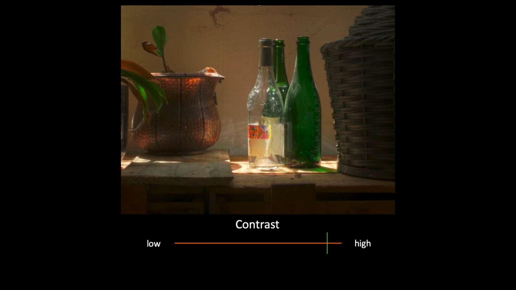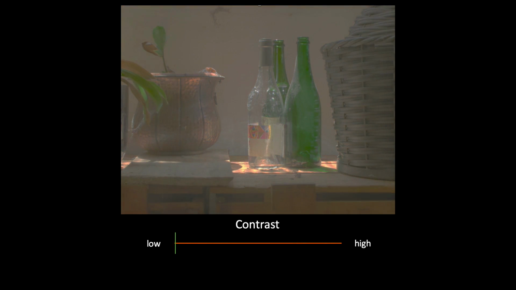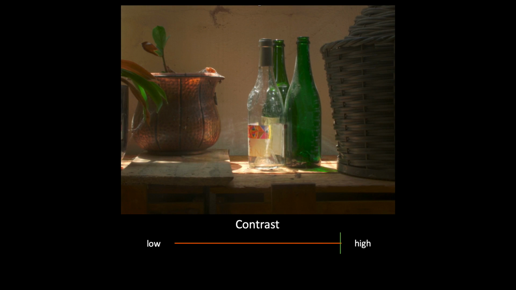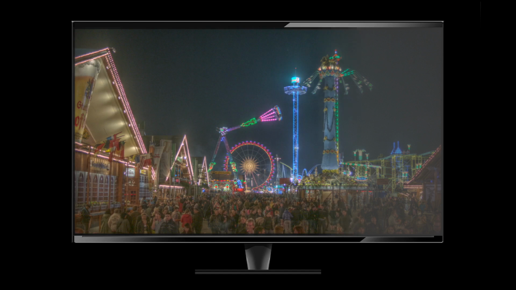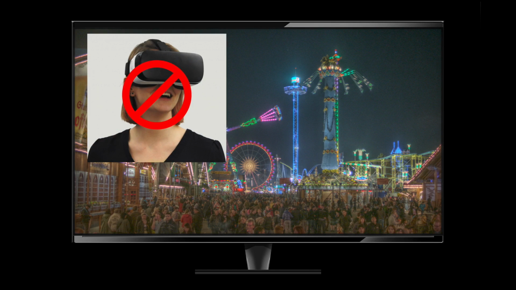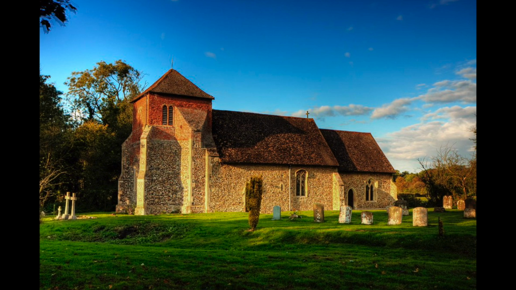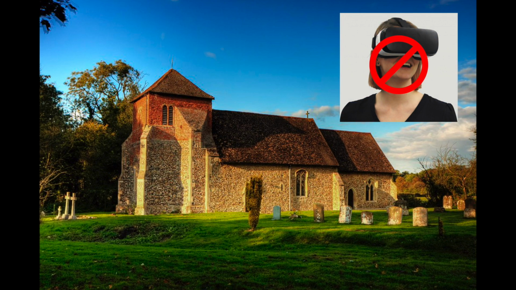Image contrast is an important factor that affects perceived image quality. Images with higher contrast are usually perceived as more realistic and three-dimensional. High dynamic range displays can achieve high contrast, but they are difficult to integrate with VR headsets. Local tone mapping operators can improve local contrast, but their computational cost is too high for VR.